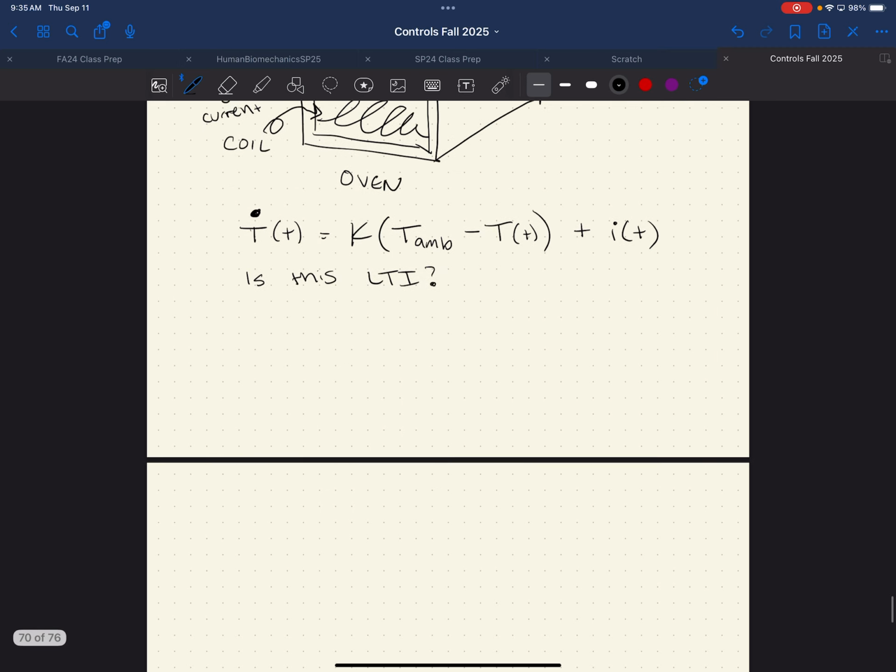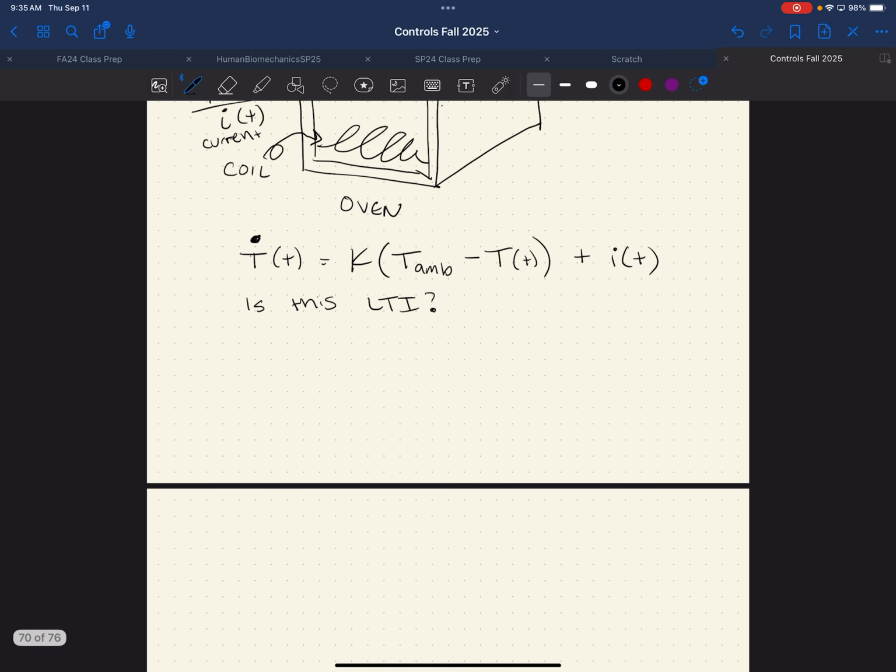A little bit of confusion, and understandably so. It is actually not LTI. Does anyone know why? Yep, because the current changes with time. Not necessarily. So remember, both the input and the output are allowed to change with time, but it's the parameters, the coefficients of those, that need to not change in time.